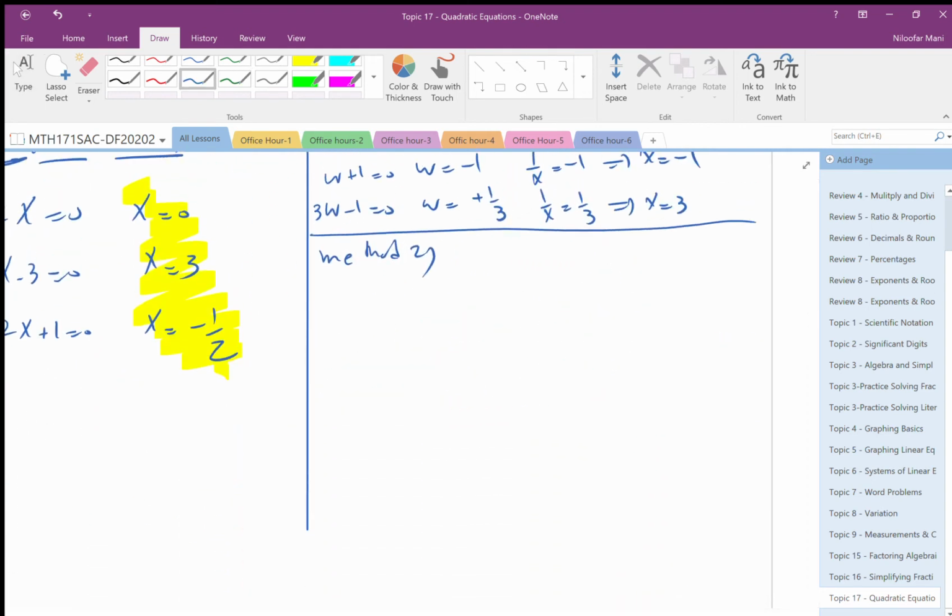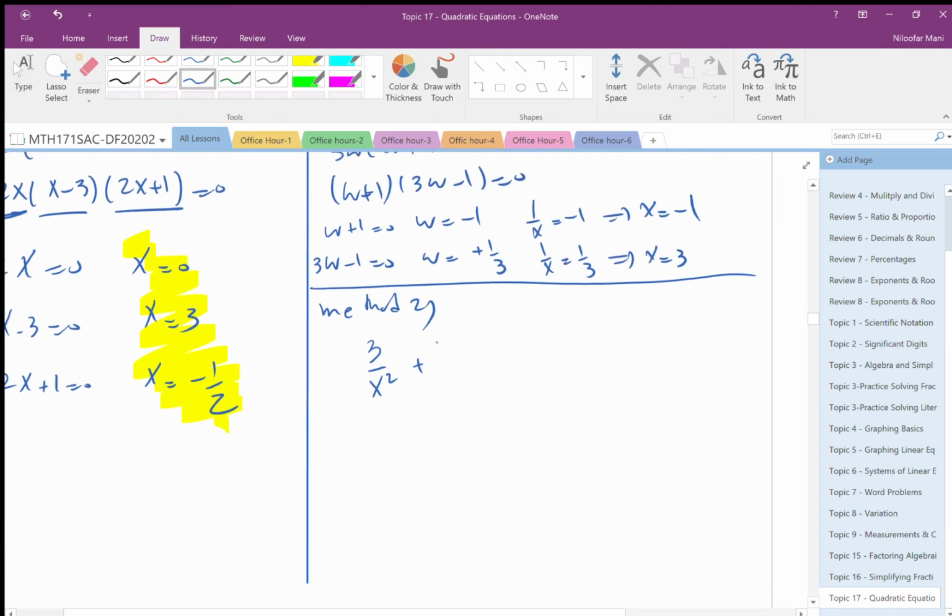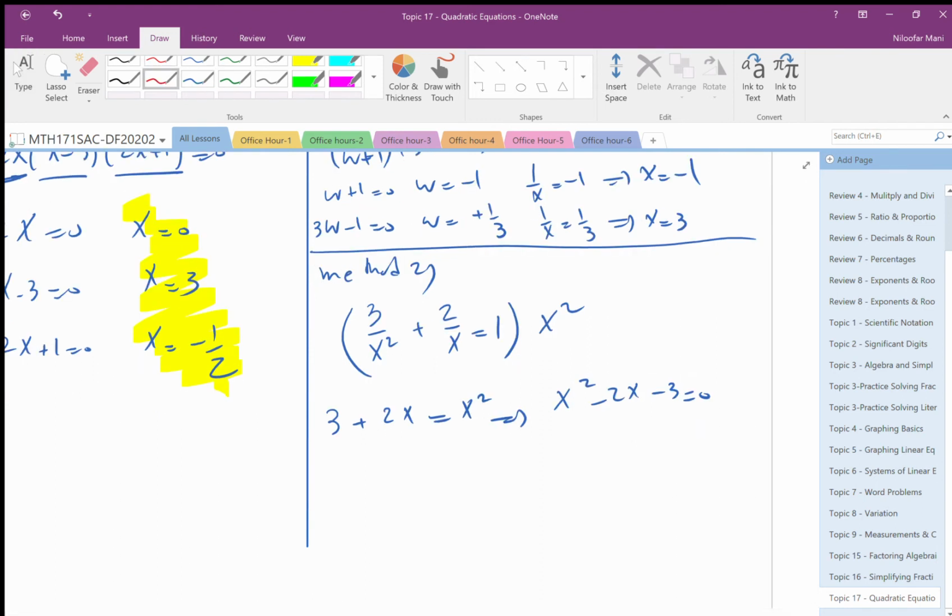Okay, so now I multiply. So it is 3 over x squared plus, let me see, 2 over x equal 1. So I multiply both sides with x squared. Okay, so I have 3 plus 2x equal x squared, which is x squared minus 2x minus 3 equals 0. Now I am looking for two numbers. If I multiply them minus 3, if I add them minus 2, which is minus 3 and 1, right?